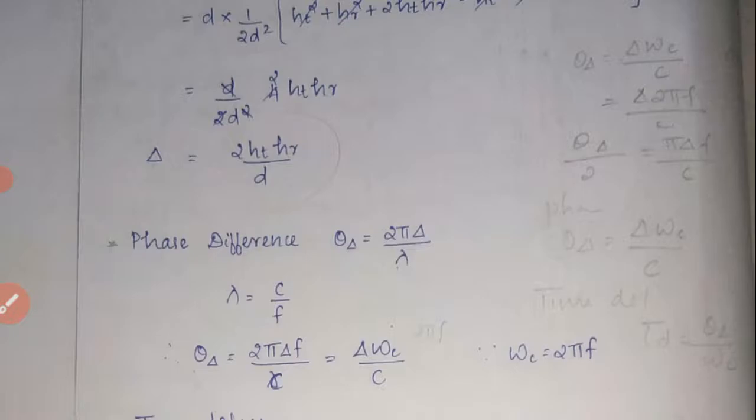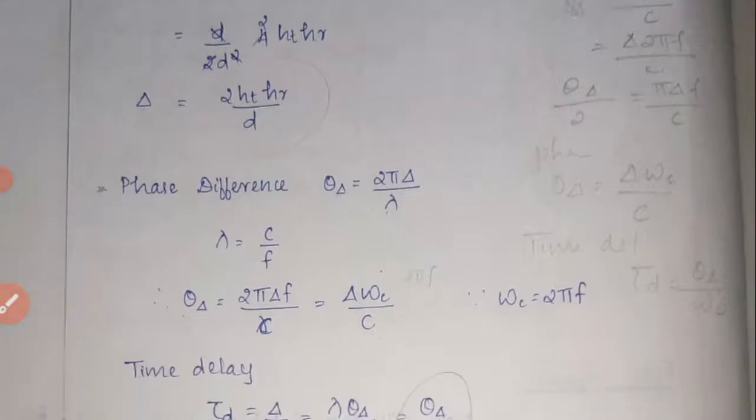So theta del is equal to 2 pi del f by c. Just substituting the value of lambda in theta del, in place of lambda we replace it with c by f, and the f goes to the top side. So 2 pi del f by c. We can write 2 pi f as omega c, so omega c is equal to 2 pi f. So theta del is equal to del omega c by c.